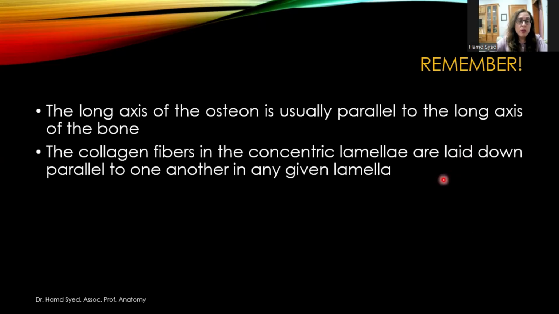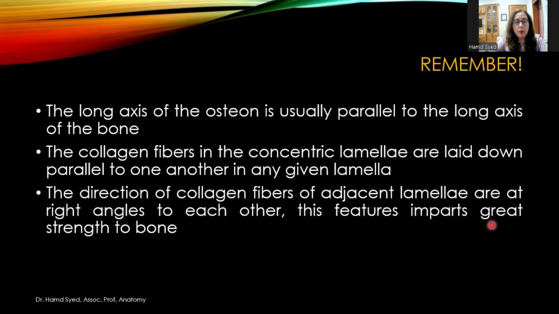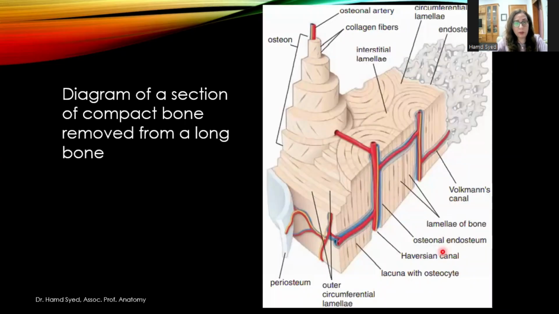The second point to remember is that the collagen fibers in the concentric lamellae are laid down parallel to one another in any given lamella. So in a single lamella, the collagen fibers are parallel to each other. But the direction of the collagen fibers of adjacent lamellae are at right angles to each other. And this is the feature that is responsible for the strength of the bone.